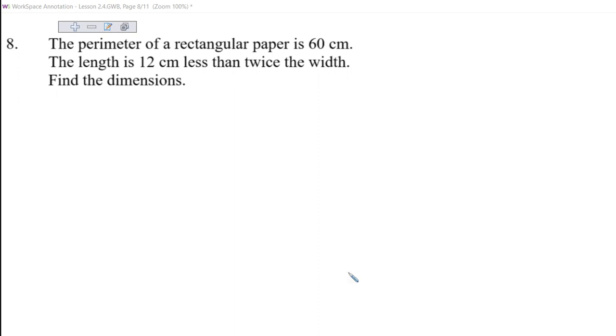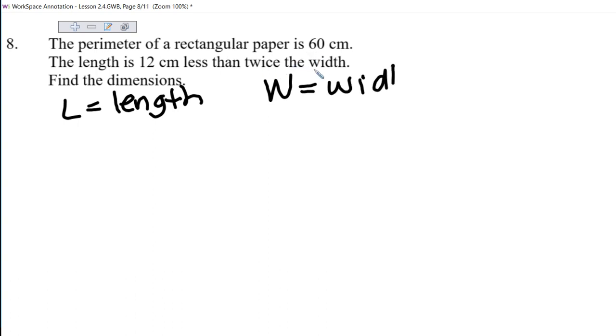Number 8 says the perimeter of a rectangular paper is 60 centimeters. The length is 12 centimeters less than twice the width. Find the dimensions. So the first thing we have to do is define the variables. When they're asking us for the dimensions of the rectangle, what are they actually asking us for? Length and width. So I'm going to use L for the length and W for the width. Why am I using a capital L? Yeah, if I do a lowercase l, what does that look like? A 1, so that's why I'm using a capital L.